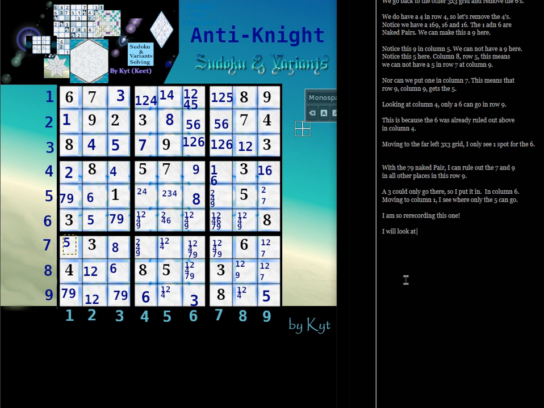And we'll look at a group of numbers and then see if any of those numbers exist around them.